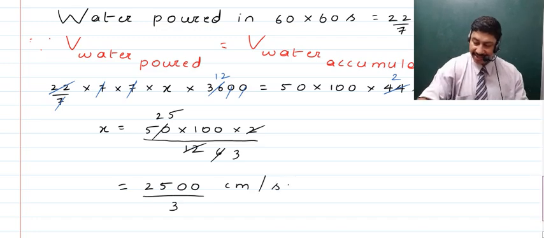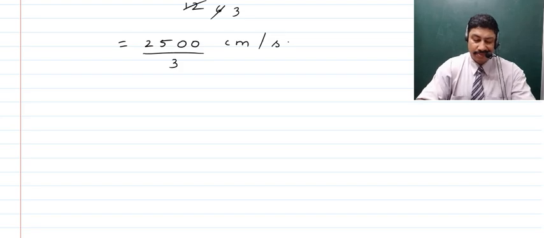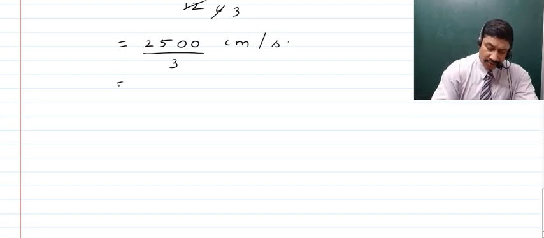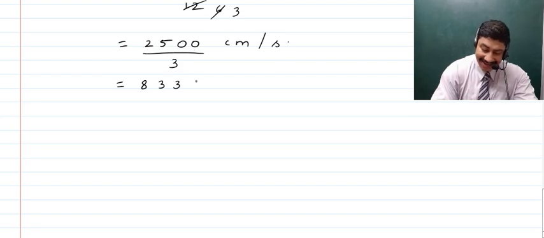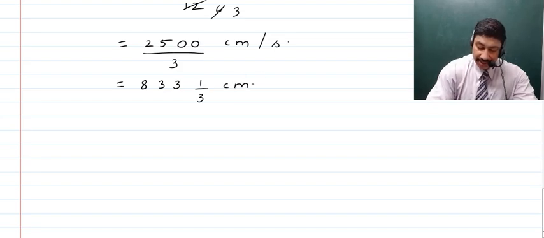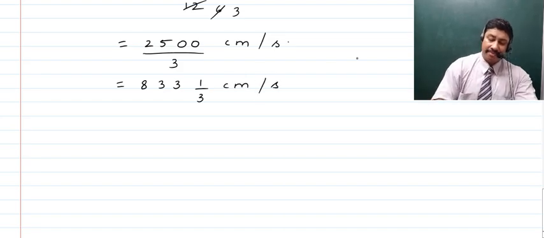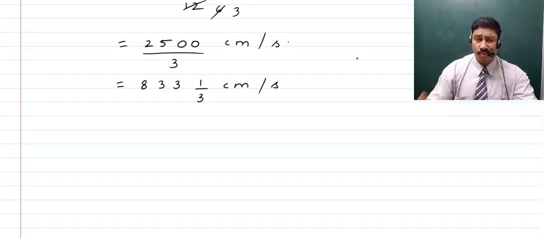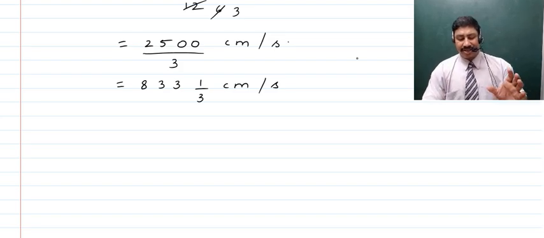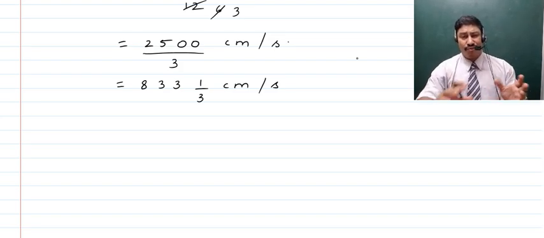Now children, obviously this being an improper fraction can be converted to a mixed fraction. So now we will say 3 8s is 24, 1 remainder, so that becomes 10. So 3 3s is 9, and then again 1 remainder, so 3 3s is 9, again 1 remainder. So 833 and 1 upon 3 or 0.33 centimeter per second will become the speed of water which is coming out of the pipe in 1 second, right?